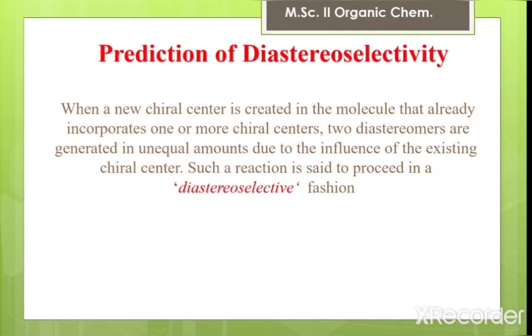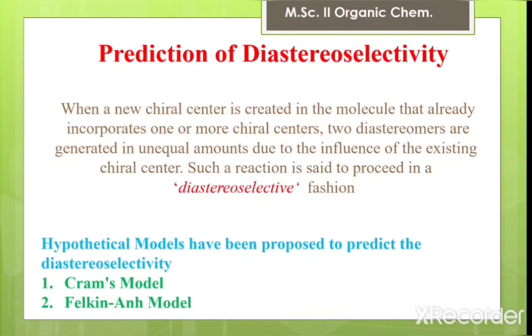The prediction of diastereoselectivity: when a new chiral center is created in a molecule that already incorporates one or more chiral centers, two diastereomers are generated in unequal amounts due to the influence of the existing chiral center. Such a reaction is said to proceed in a diastereoselective fashion, and hypothetical models have been proposed to predict the diastereoselectivity, according to Cram's model and the Felkin-Anh model.